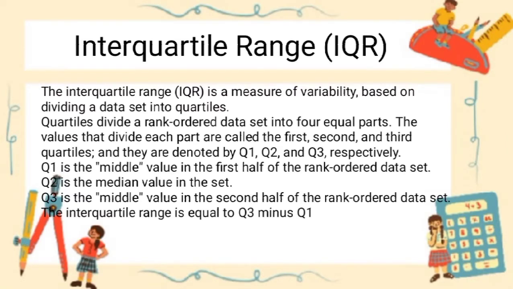Interquartile range, or IQR. The interquartile range is a measure of variability based on dividing a dataset into quartiles. Quartiles divide a rank-ordered dataset into 4 equal parts. The values that divide each part are called the first, second, and third quartiles, and they are denoted by Q1, Q2, and Q3. Respectively, Q1 is the middle value in the first half of the rank-ordered dataset. Q2 is the median value in the set. Q3 is the middle value in the second half of the rank-ordered dataset. The interquartile range is equal to Q3 minus Q1.